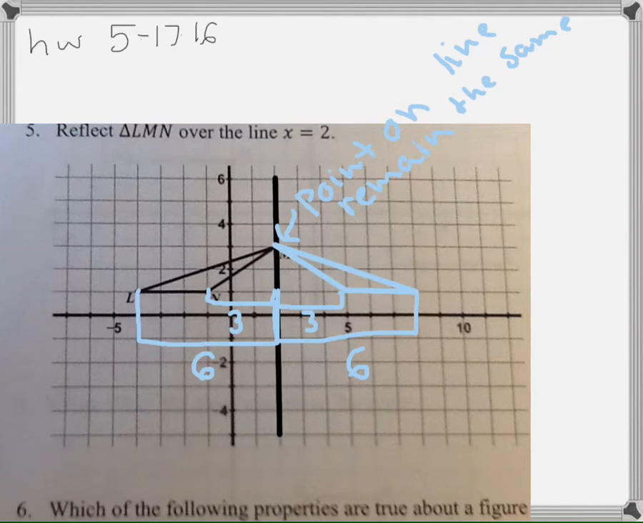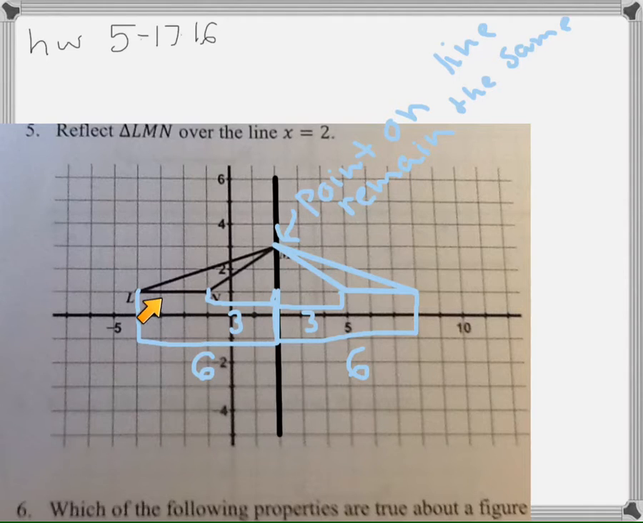Number 5 asks us to reflect triangle LMN over the line x is equal to 2. So here you can see I drew the line x is equal to 2. It is in black. And then I reflected LMN over x equals 2.